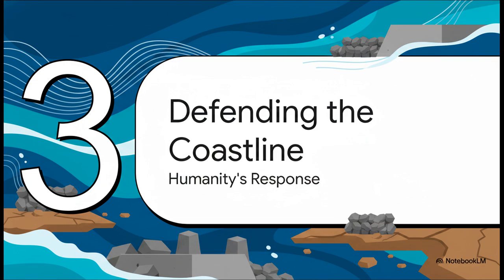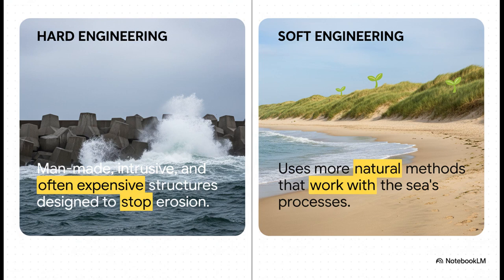So you've got this constant, relentless attack on our coasts. What do we do about it? How do we protect our towns and roads that are sitting right on the edge? Well, that brings us to the whole field of coastal management. When it comes to managing the coast, there are basically two main schools of thought. On one hand, you've got what's called hard engineering. This is the fight fire with fire approach, building big, man-made structures like seawalls to just stop the waves in their tracks. Then you've got soft engineering, which is a bit different. It's all about using more natural methods and trying to work with the sea's processes, not against them.